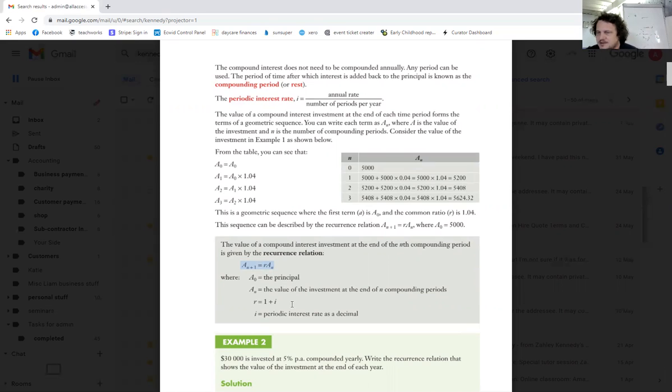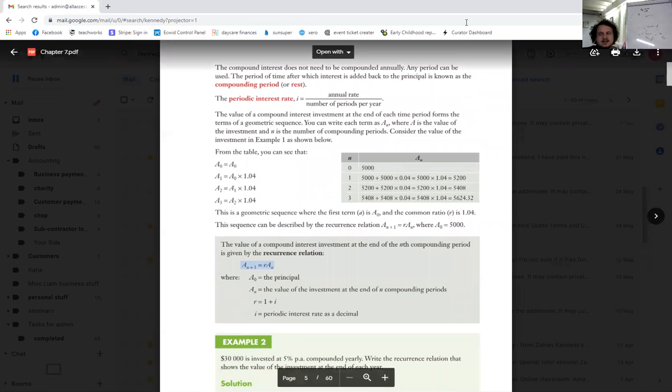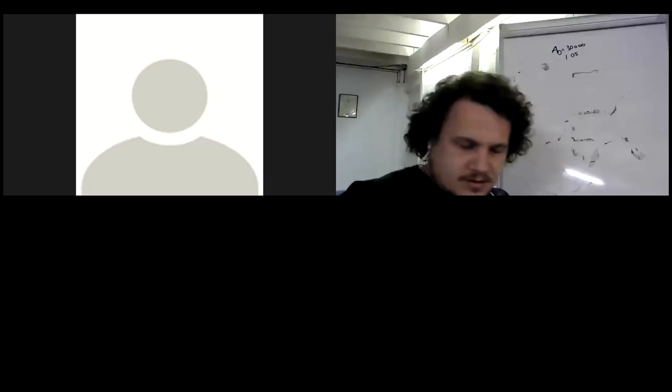So I want everyone to write down $30,000. And I'll stop sharing so you can actually see the whiteboard properly. So we've got A0 is 30,000. Interest rate is 1.05. And we want to write a recurrence relation that gives us the amount at any given year.